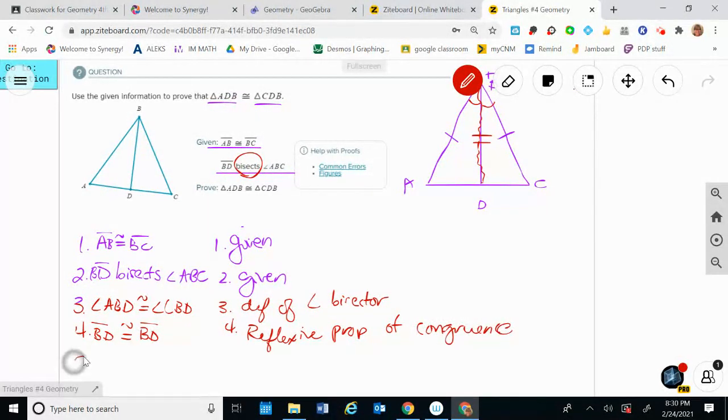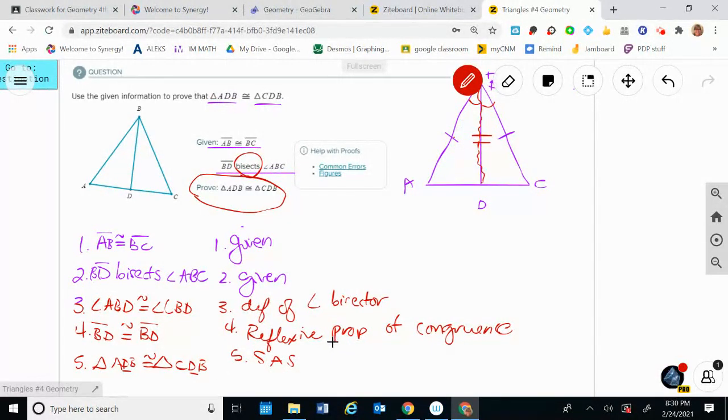Okay, and then 5. Can you state that the two triangles are congruent, and by what theorem? Okay, I'm going to say the triangles, I'm going to put it in their order. Triangle ADB is congruent to triangle CDB. See how they both have DB? That's why we had to put it there. Okay, 5. Side, angle, side.